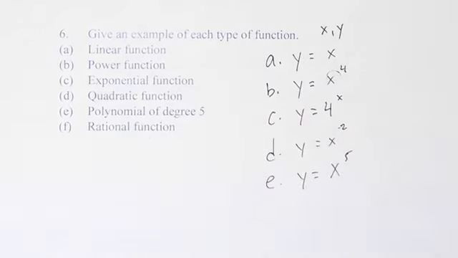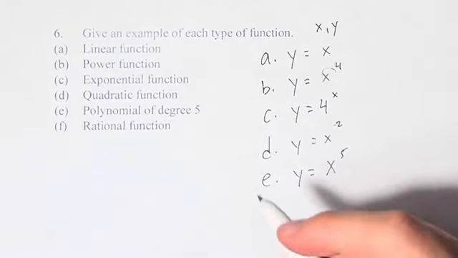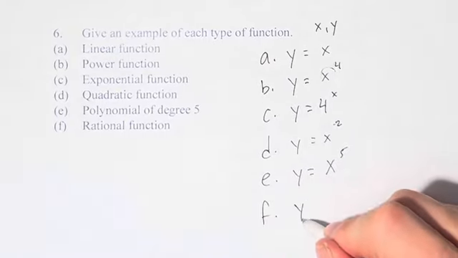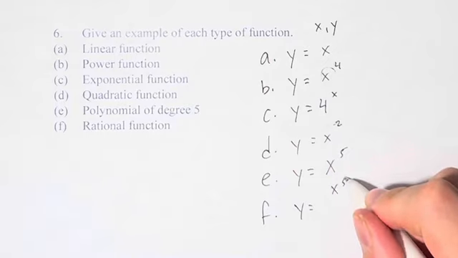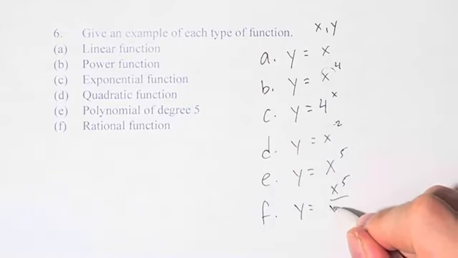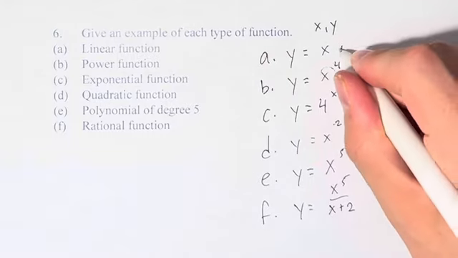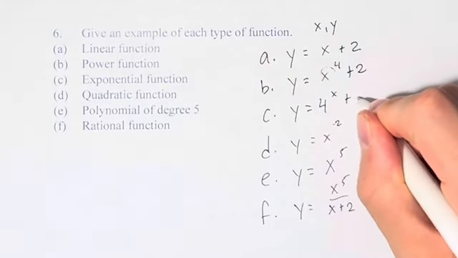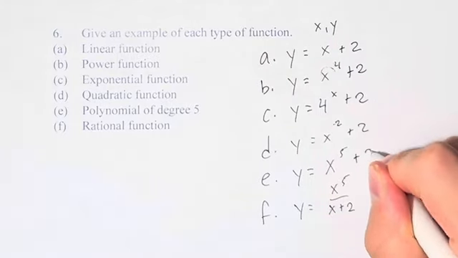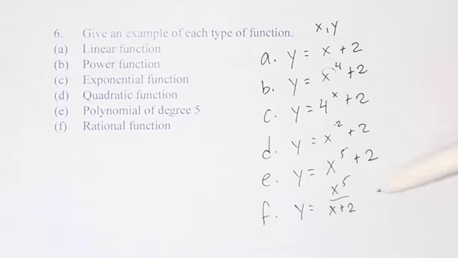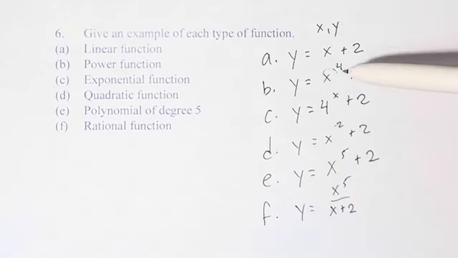And a rational function is the division of two polynomials. So y equals x to the 5th over x plus 2. Had to add a little bit here because otherwise you'd just be able to divide the x out. But for any of these, you could add 2, just as an example, and it doesn't change the type of function that we're dealing with.